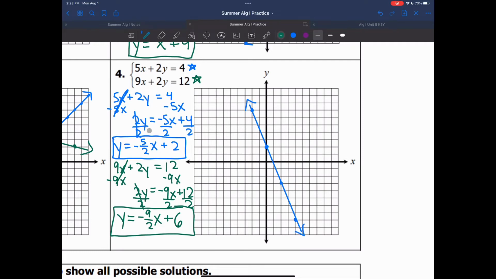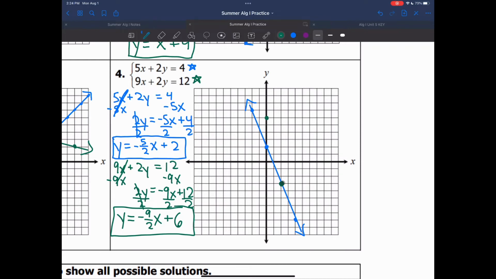And we are ready for the other one. Let's see, that one's going to start up at positive 6. So up 1, 2, 3, 4, 5, 6. And then we have a slope of negative 9 over 2. Okay, so we're going to count down 9 units and then to the right 2. So 1, 2, 3, 4, 5, 6, 7, 8, 9 over 2. Yay, I land right on the line right there.